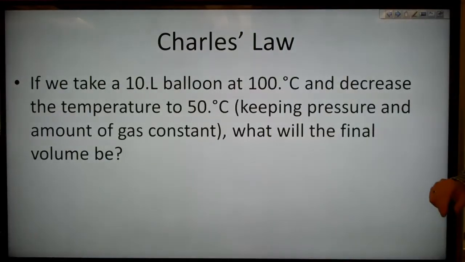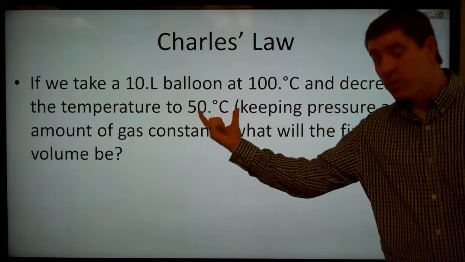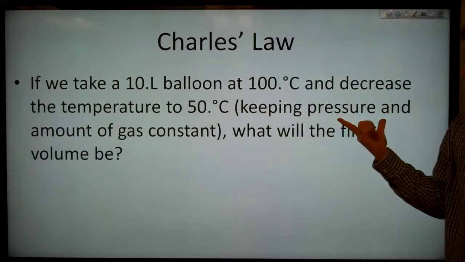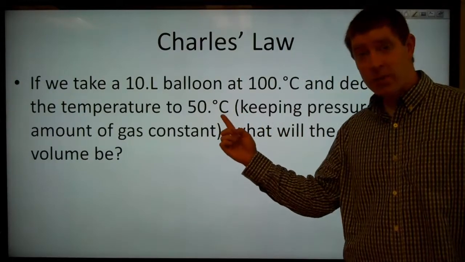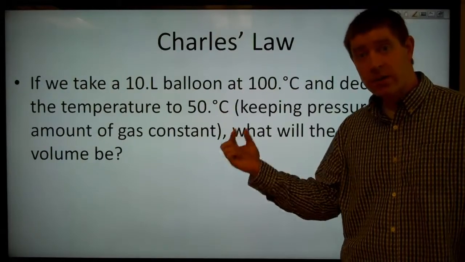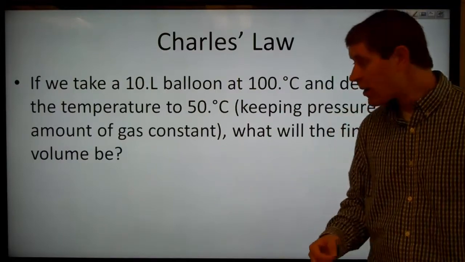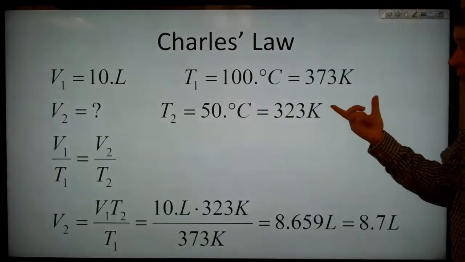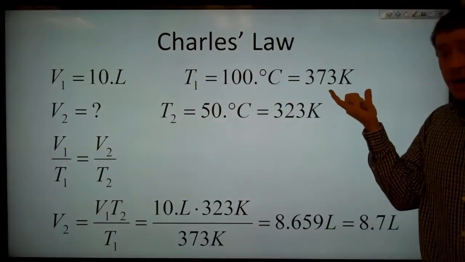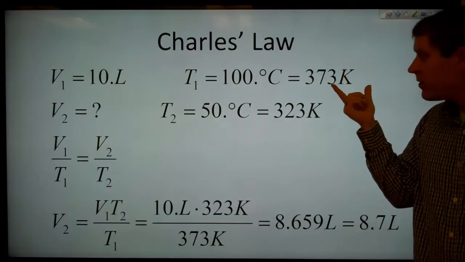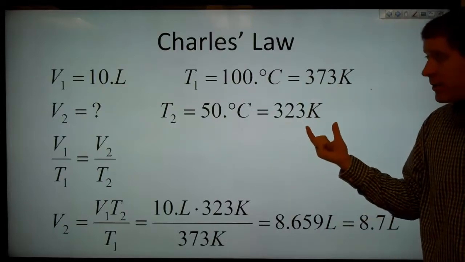So if we take a 10-liter balloon at 100 degrees C, and we decrease the temperature to 50 degrees C, keeping the pressure and amount of gas constant, what will the final volume be? Now remember, degrees C is not an absolute scale. It's a relative scale, relative to some point that we've arbitrarily defined as 0. That's the freezing point of water at 1 atmosphere. So we need to change those temperatures from Celsius to Kelvin. So to get from Celsius to Kelvin, we need to add 273.15 Kelvin. So 100 degrees C becomes 373, 50 degrees C becomes 323 Kelvin.